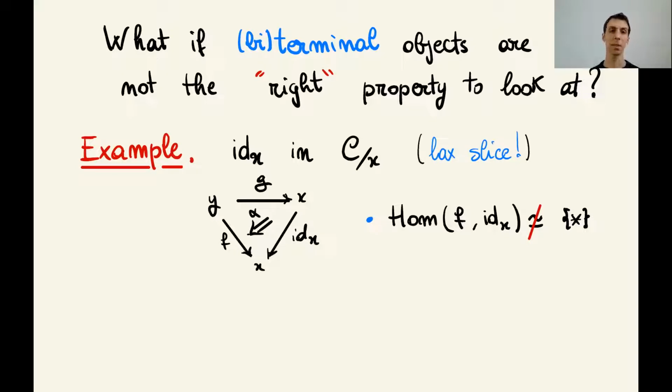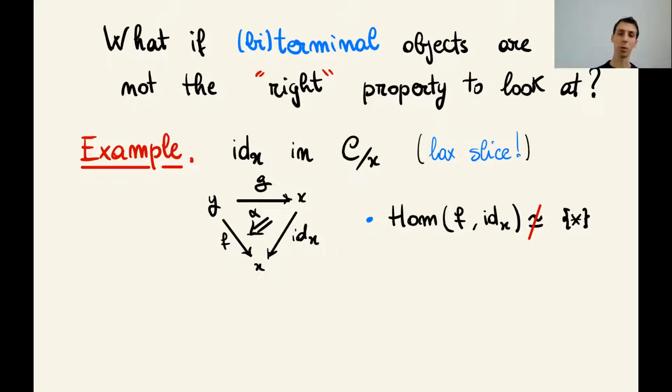Well, what does it mean? It means that for every f from Y to X, the home category of the slice from f to the identity of X should be isomorphic or equivalent to the terminal category, to the point. But you can easily construct some simple example for which this is not true. This home category can be easily seen to be not weakly contractible for some easy example.